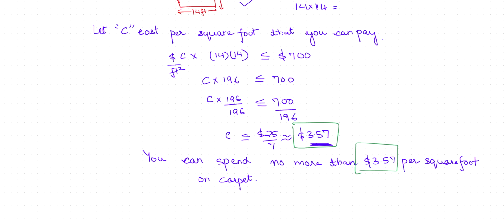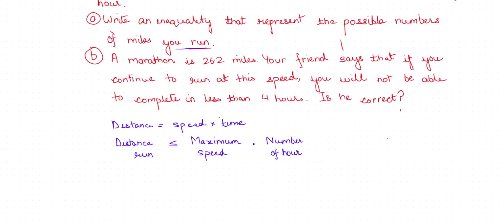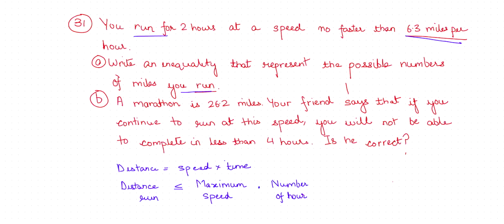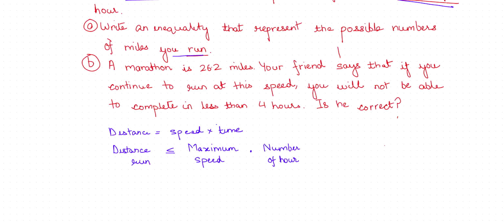Let's do another word problem. So this is question 31. You run for 2 hours at a speed no faster than 6.3 miles per hour. So we have to write an inequality that represents the possible number of miles you run. So we know that distance is equal to speed times time, and here the maximum speed is given.